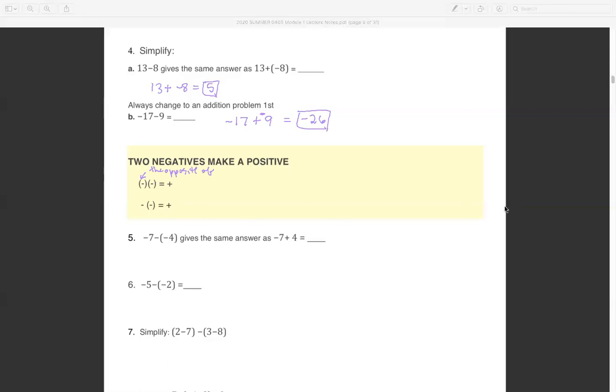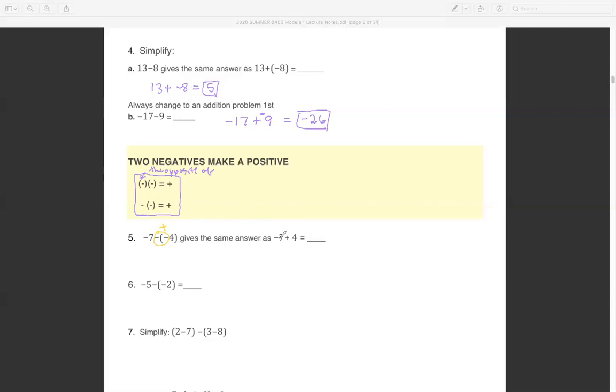Right here we have 2 negatives together, which cancel out to be a positive. So we end up with -7 plus 4. Once you put the plus there, the 2 negatives are completely gone. So please memorize this, it's very important.